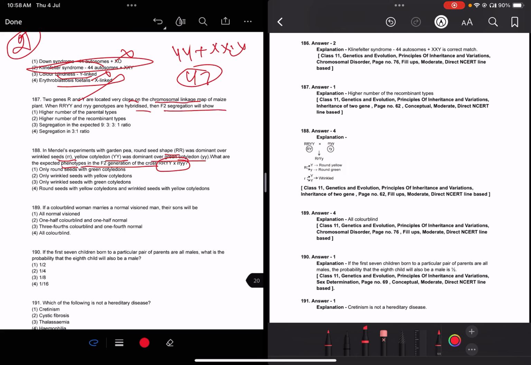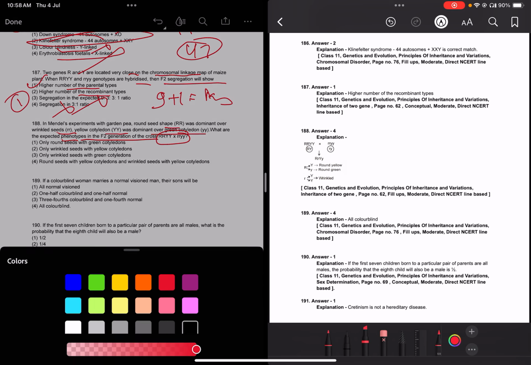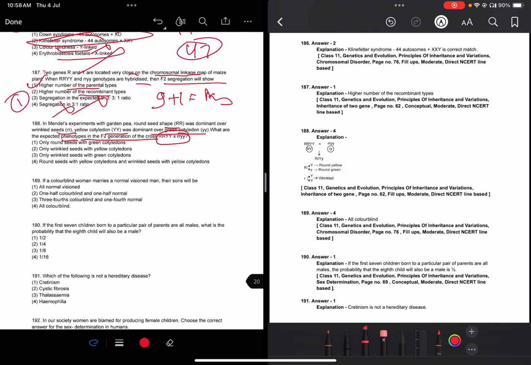A cross will show a higher number of parental types and a lower number of recombinants. So 9 plus 10 both are parental. So a higher number of parental types only. This one only, segregation in 9:3, all are wrong. Now read the question ahead, 188.